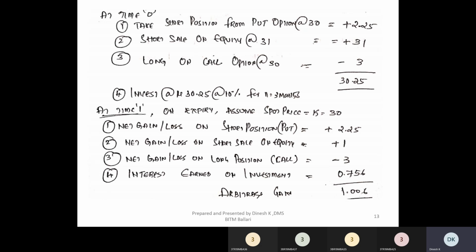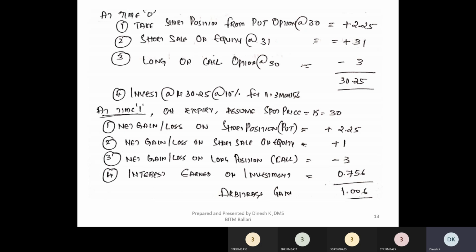Why do we use 1? Because you will get both principal plus interest amount. 1 plus the risk-free rate of 0.10 multiplied by 3 divided by 12. Close the bracket, multiply with 30.25. So you will get principal plus interest. Take out the principal amount of 30.25, so what is left over as interest is only 0.756. It is the interest which you have earned on the principal value of 30.25.